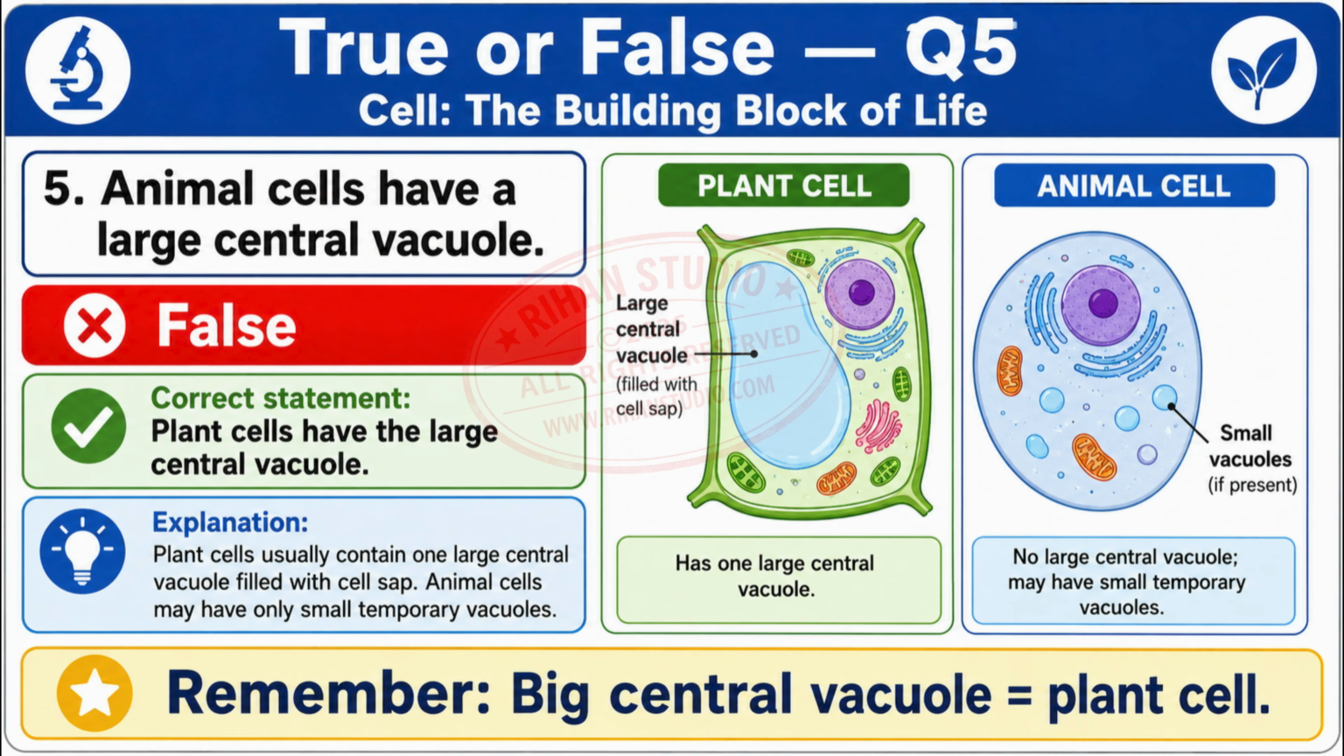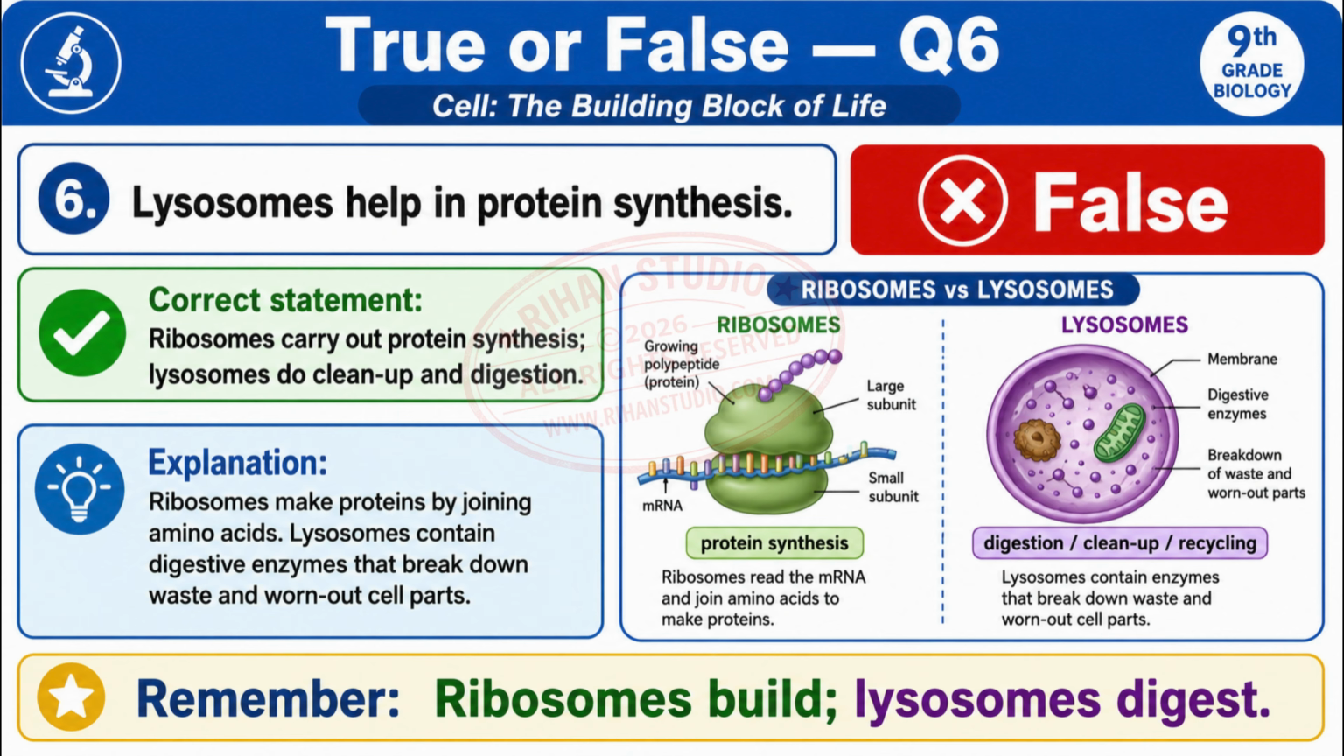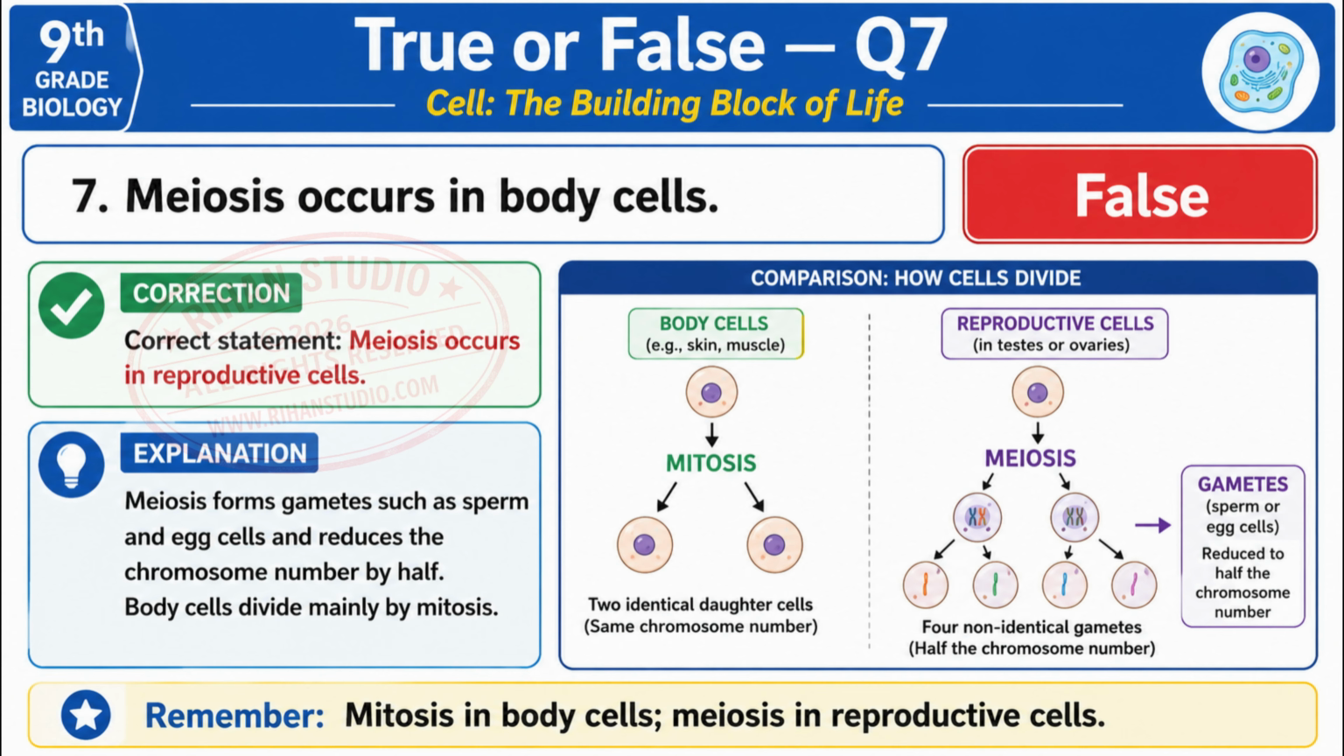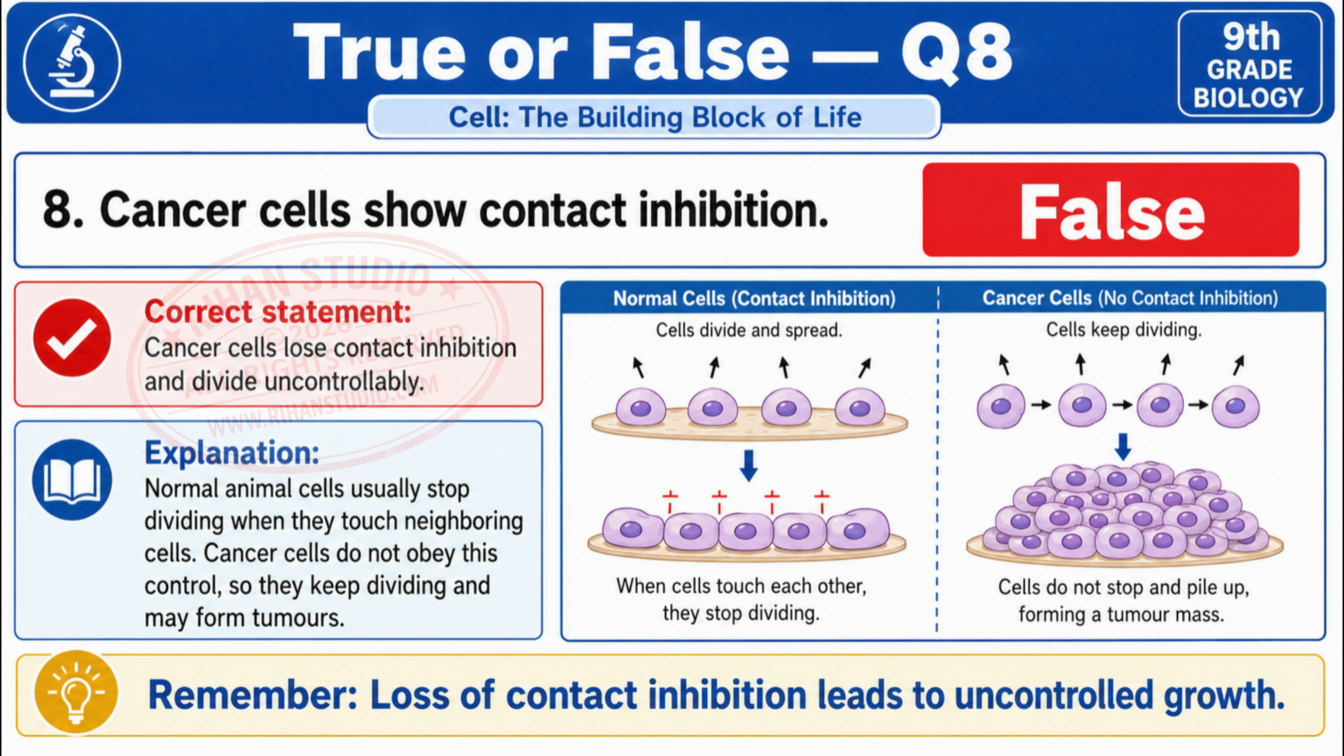Lysosomes help in protein synthesis. False. Ribosomes carry out protein synthesis. Lysosomes do cleanup or digestion. Meiosis occurs in body cells. False. Meiosis occurs in reproductive cells. Cancer cells show contact inhibition. False. Cancer cells lose contact inhibition and divide uncontrollably.